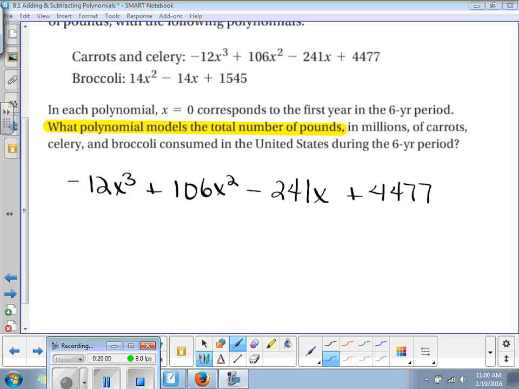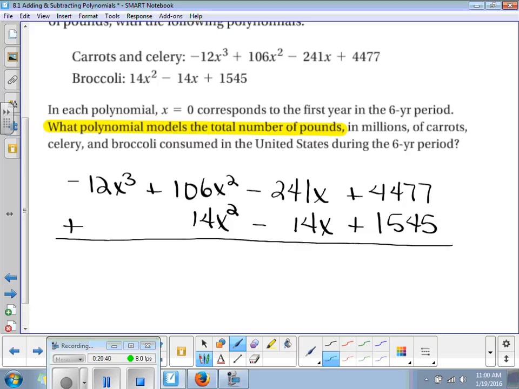So now we're going to add the second polynomial. Here we have a 14x squared. I have to put that in the x squared column, okay? So we're going to do plus 14x squared. Then we have minus 14x. So minus 14x. And then plus 1,545.